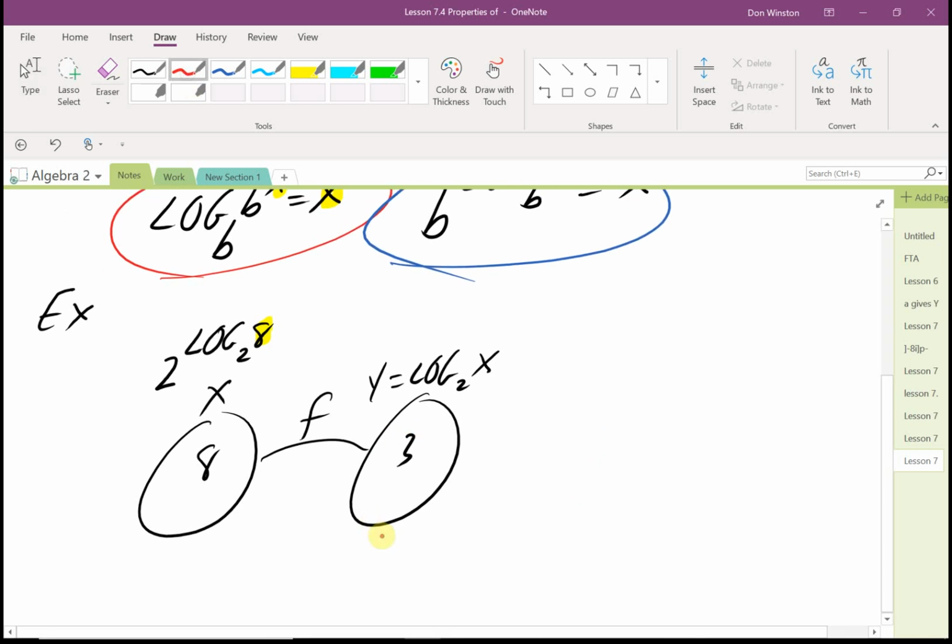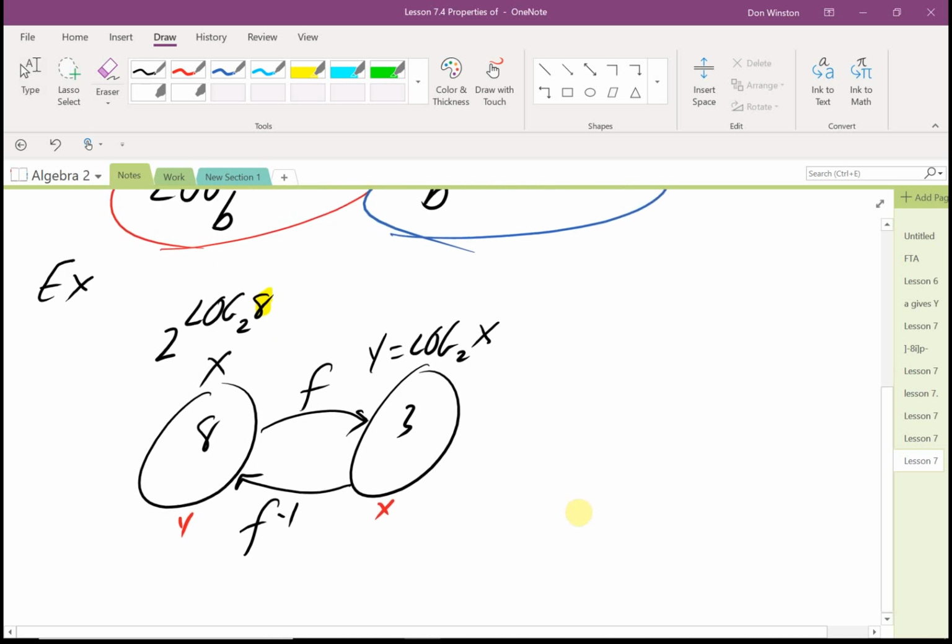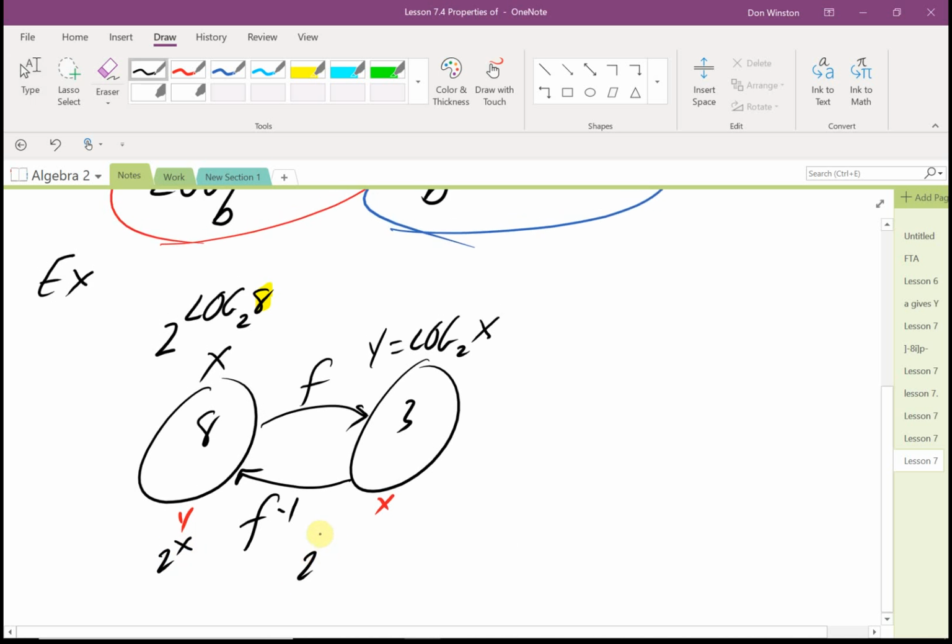Like before, now my y becomes my x, and x becomes y, and now my inverse function will be 2 raised to the x. And so 2 to the third gives me 8. See, again, I got back to where I started from. I started with 8, and then I got 3 as my output. I took my output, that became the input to this function, and I get back to 8.